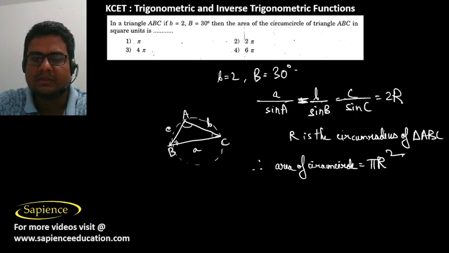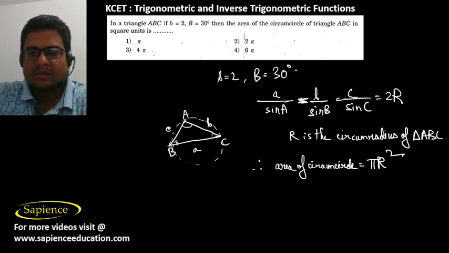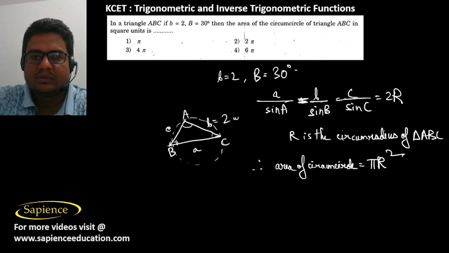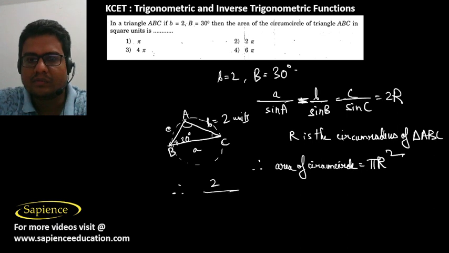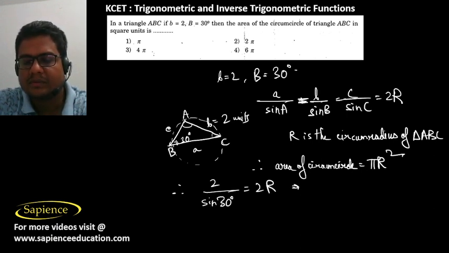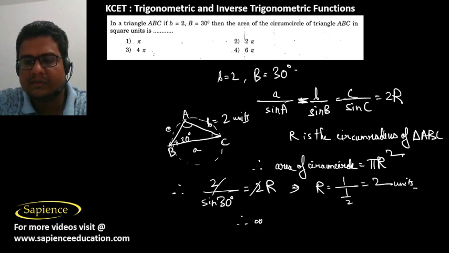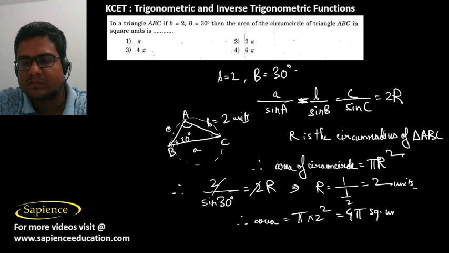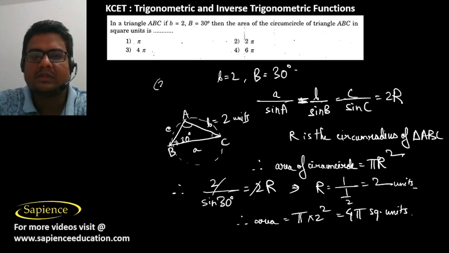So from here, b has been told as 2 units and the angle B is 30 degree. So therefore I can say that 2 by sine 30, that is b by sine B, is equal to 2R. So 2 and 2 will get cancelled. So R is equal to 1 by sine 30, that is 1 by 1 by 2, that is 2 units. So therefore the area of the circumcircle will be pi r square. So pi into 2 square, that is 4 pi square units. So option 3 is the correct answer.